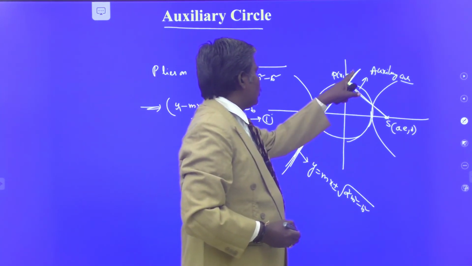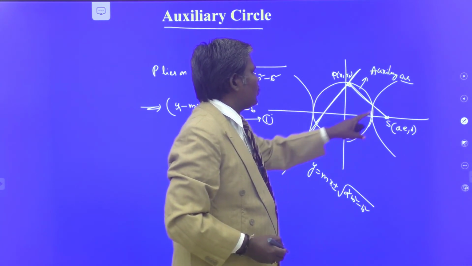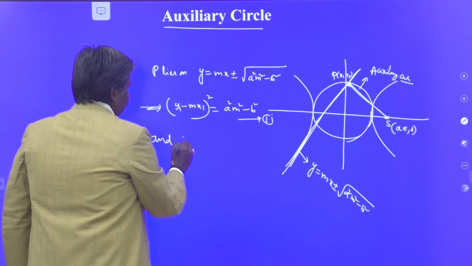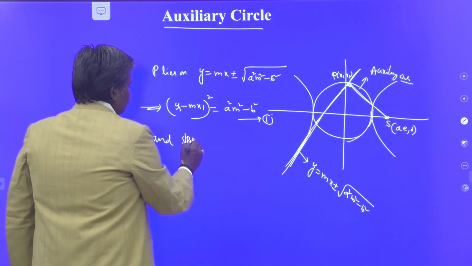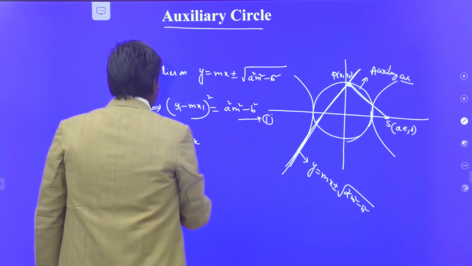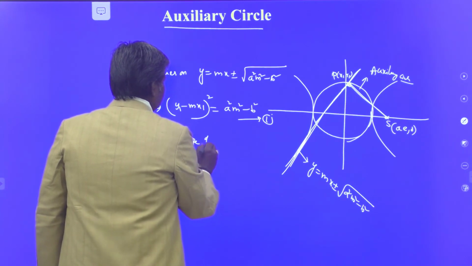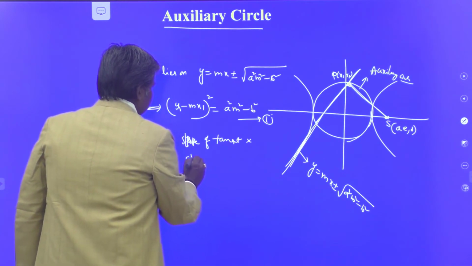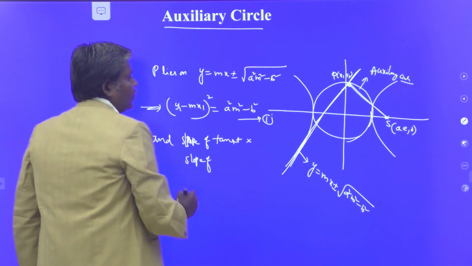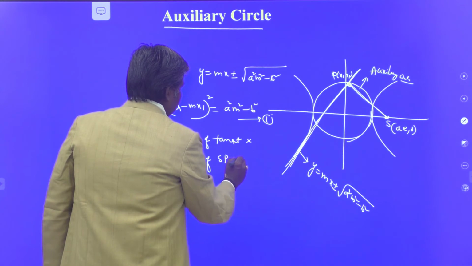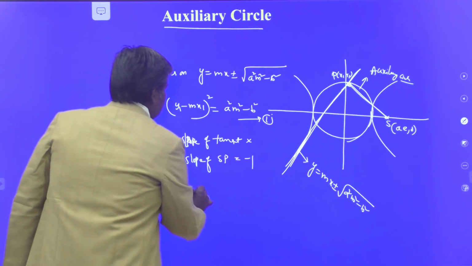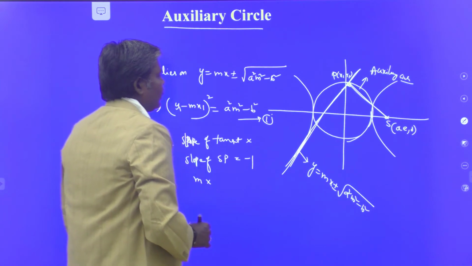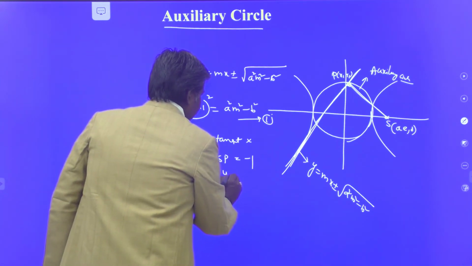And again, slope of tangent into slope of SP is equal to minus 1. What is the slope of the tangent? m. So m into slope of SP is equal to (y1 minus 0) by (x1 minus ae).